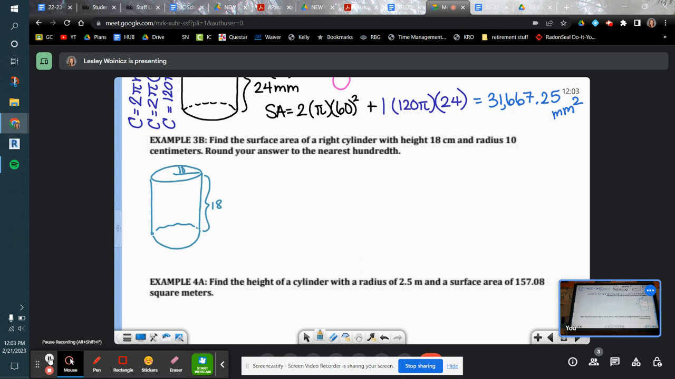Okay, so what they didn't give us is our circumference, which is going to be the width or length of our rectangle, right? So our circumference is 2 pi r, right? So 2 pi r, I'm getting 20 pi.